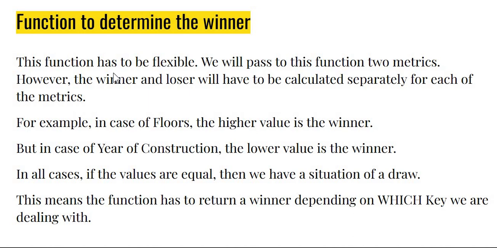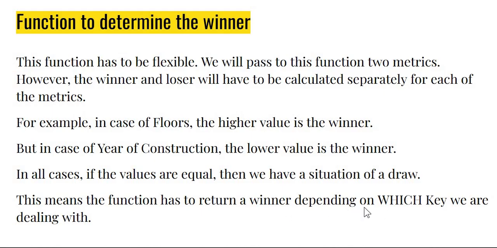But before I get down to writing any code, I want to spend some time giving you a picture of what this function needs to do. This function needs to be quite flexible because the winner or loser depends on which kind of metric is being passed. For example, in the case of floors, a higher value is the winner, because a building with a higher number of floors will be seen as a winner. But in the case of year of construction, we are defining it differently. We are saying that the lower value is the winner, so a building that was constructed earlier is the winner. Which means the winner depends on which key we are dealing with.